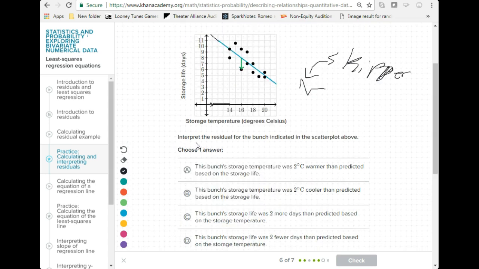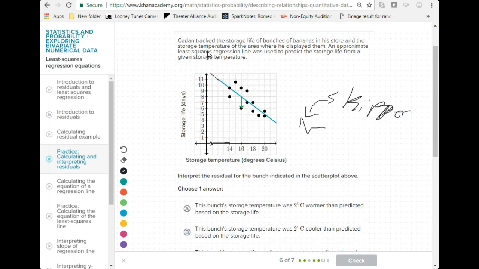So it says, Caden tracked the storage life for bunches of bananas in his store and the storage temperature of the area where he displayed them. An approximately least squares regression line is used to predict the storage life from a given storage temperature. The regression is basically how close together the points are, really close. It's basically just the line itself.